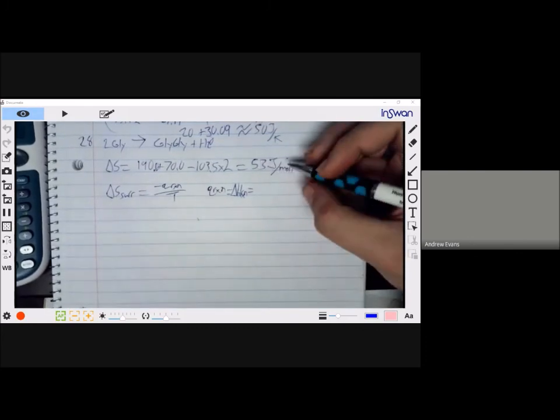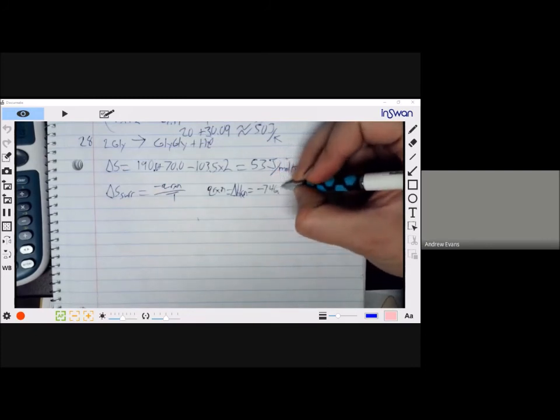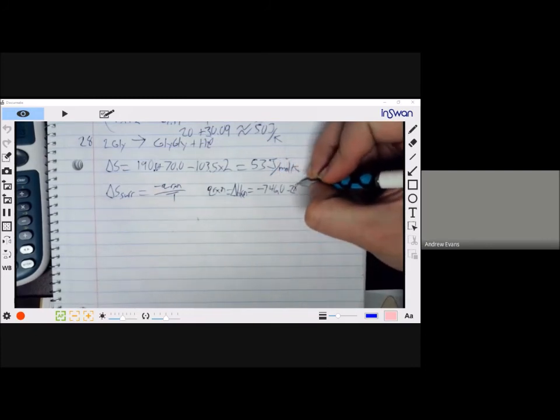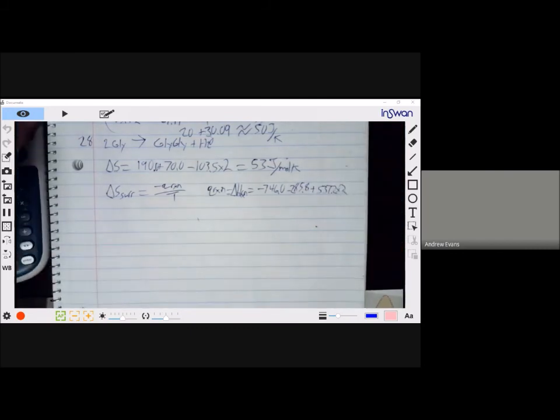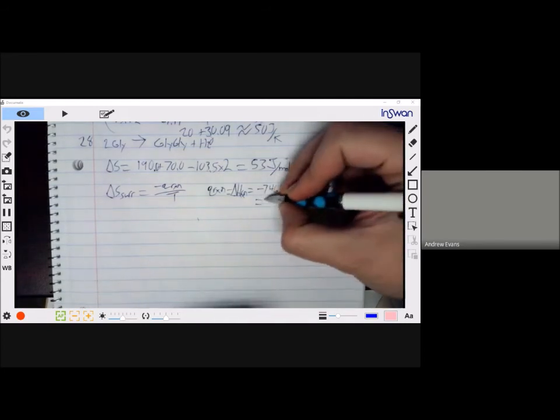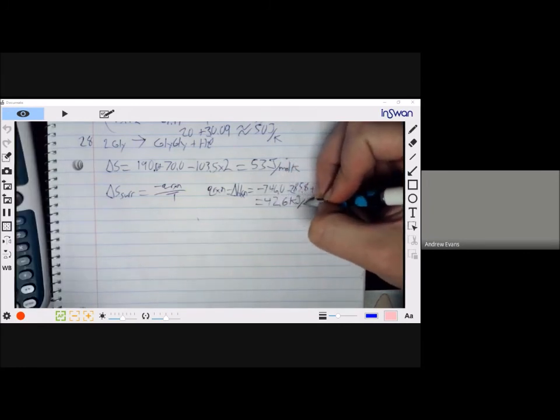Calculate the same way. We can say negative 746.0 and negative 285.8. We're going to add to that 537.2 times 2. So is this endothermic or exothermic? We will find out. Negative 746, negative 285.8, 537.2 times 2. So this is endothermic by 42.6 kilojoules per mole.